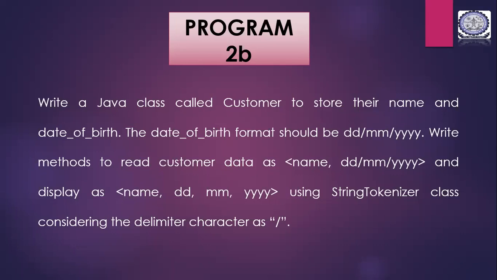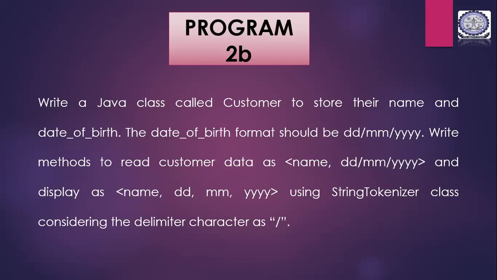Okay, and the date of birth format is also given here. The date of birth format should be date, month, and year. Okay, so if it is a date within 1 to 9, then you will have a 0 appended before the number. Okay, and the month, you know how to write it, and the year also should be the complete year, the 4-digit year.